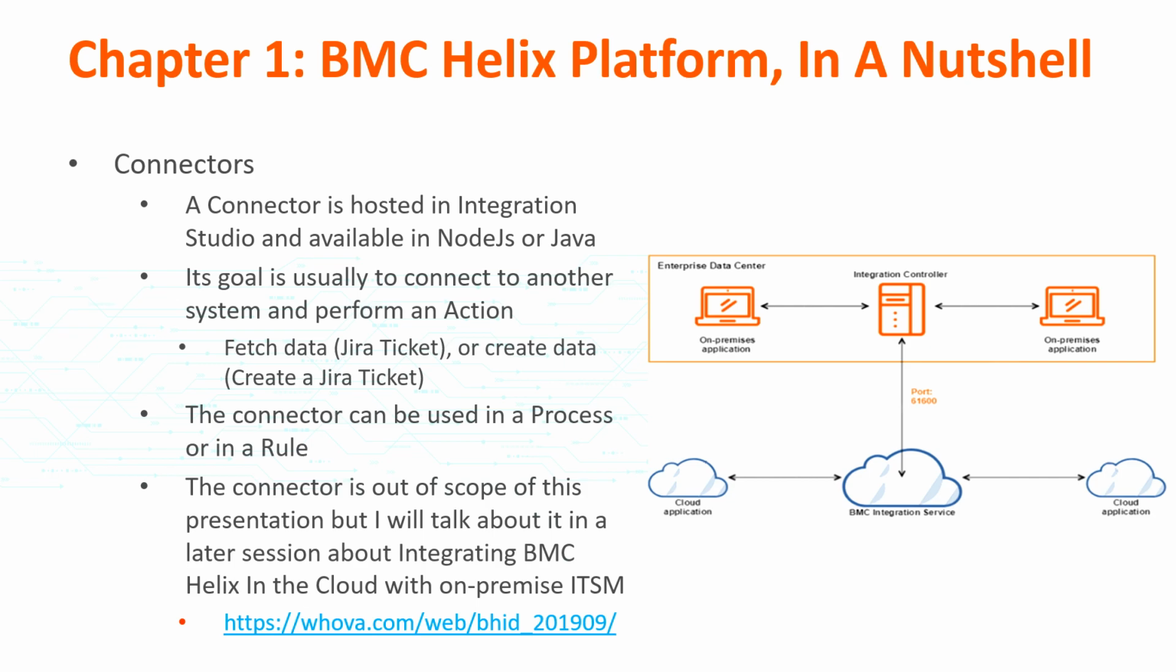So we are going to create a connector. And this connector is going to have one action, get incidents. For execution, for example, inside the process, the cloud application will tell the integration service, I want to get incidents. The integration service will contact the integration controller and say, get incidents. The integration controller will trigger the connector that will connect to ITSM, get the incidents, and send everything back to the cloud application. So only one port is open between the cloud and your network.